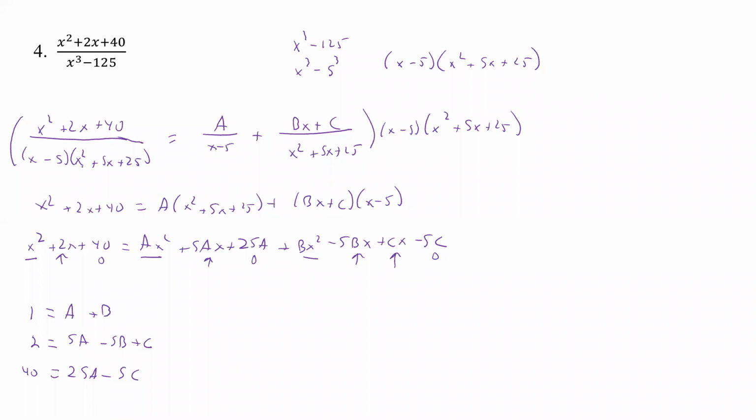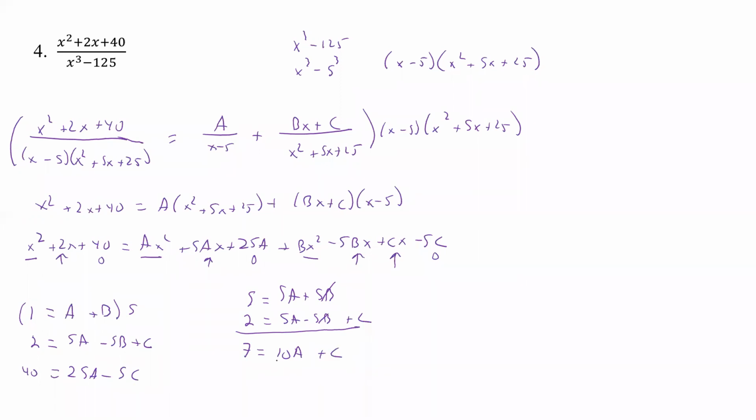So let's just take and multiply this times 5. Maybe let's start with that. And that's 5 equals 5a plus 5b. If we add that to the second equation, 2 equals 5a minus 5b plus c. The b's cancel, then that gives me 7 equals 10a plus c.